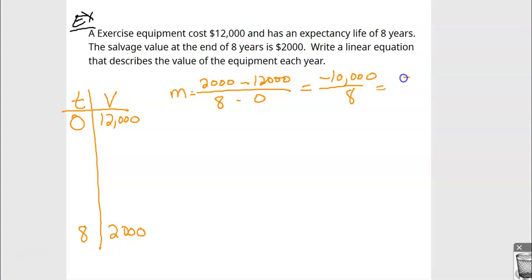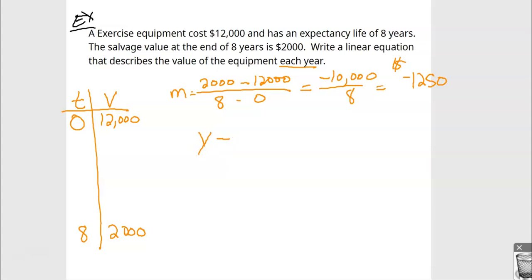which is negative 1250. So notice the slope of this line is negative 1,250, which, again, is basically how much it's decreasing every single year. It's decreasing every single year at an average of $1,250. So if you think about this, now you can actually write the equation. Let's use point slope.